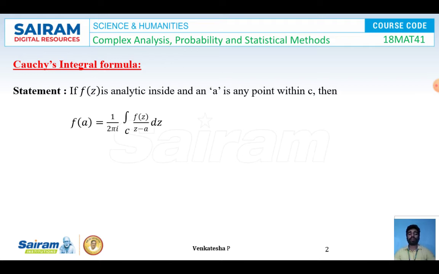Cauchy's integral formula statement: if f of z is analytic inside and on a simple closed curve C, and A is any point within C, then f of A is equal to 1 by 2 pi i times the integral over the curve C of f of z by z minus A dz.